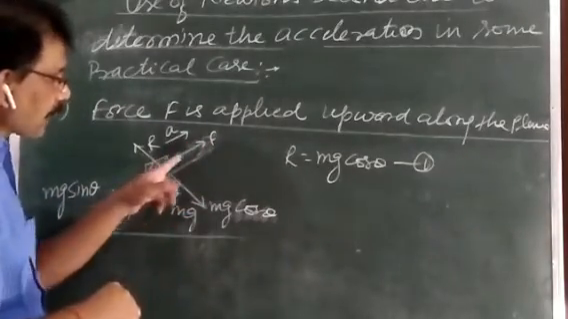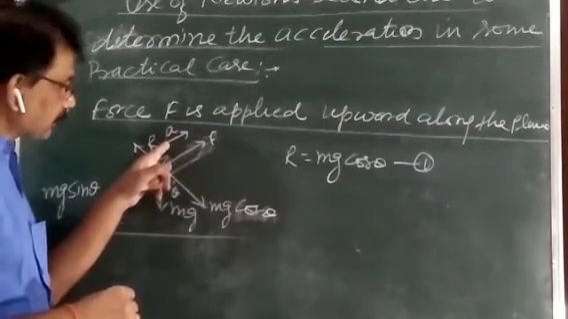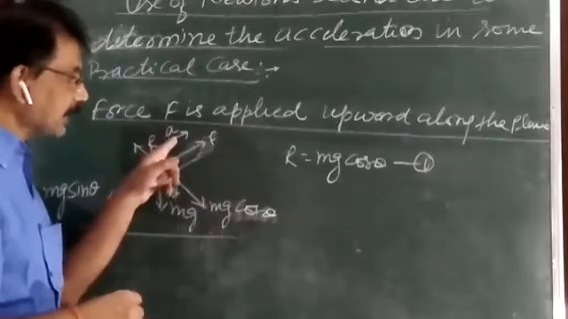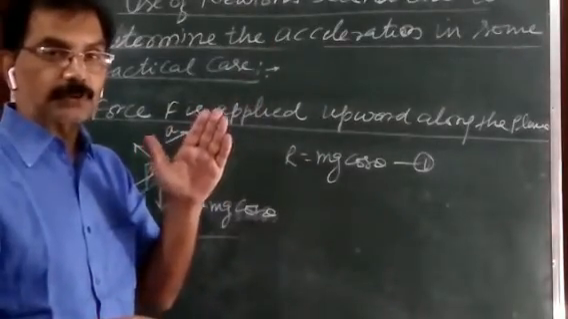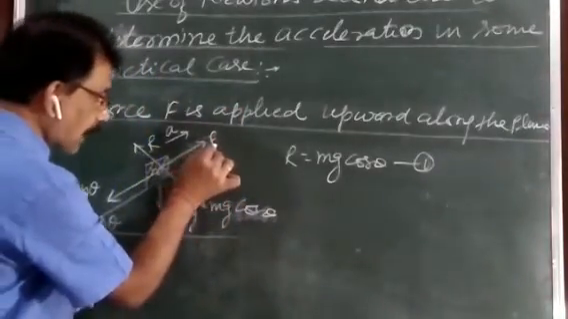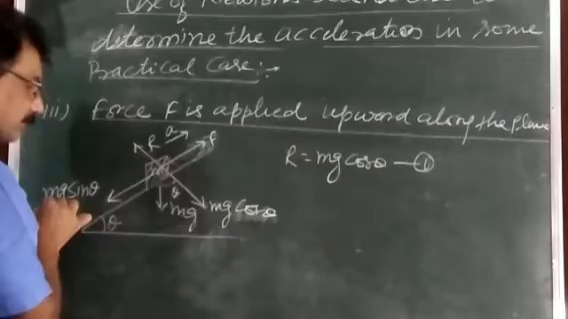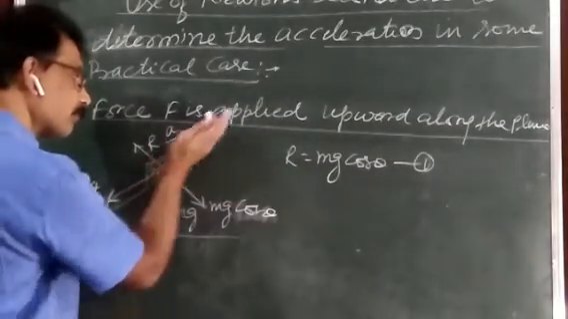But what I am saying here, this block is moving upward with the acceleration A। तो आप देख लीजिए किस फोर्स के डायरेक्शन में एक्सीलरेशन है, और जिस फोर्स के डायरेक्शन में एक्सीलरेशन होगा हमेशा वो फोर्स बड़ा होगा। तो इसका मतलब F बड़ा है mg sin theta से। What is the net force acting on this block in the upward direction?